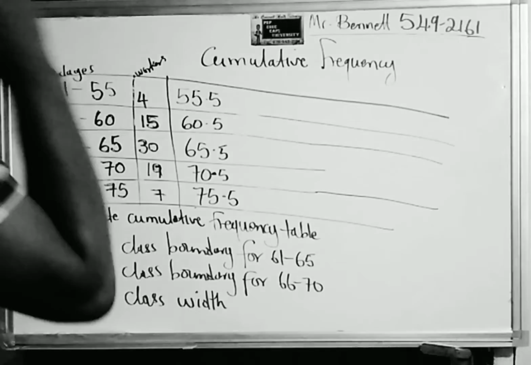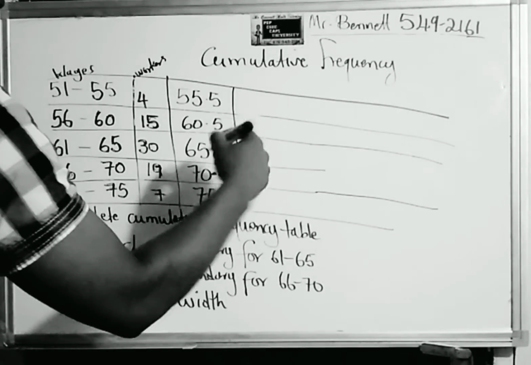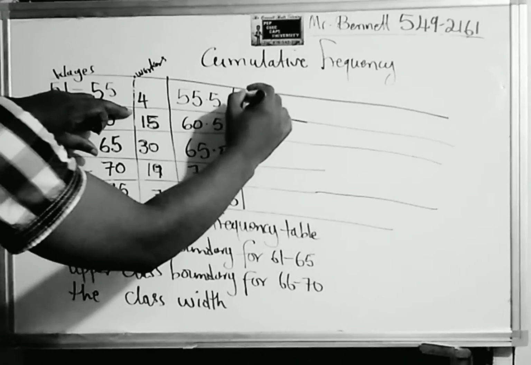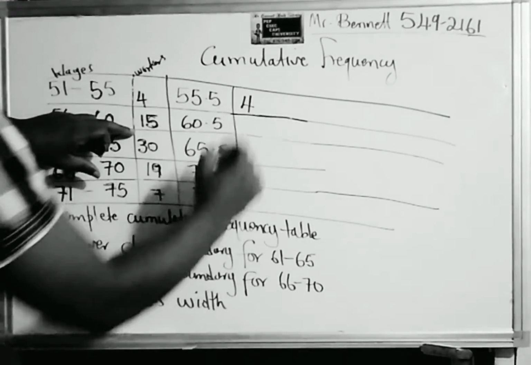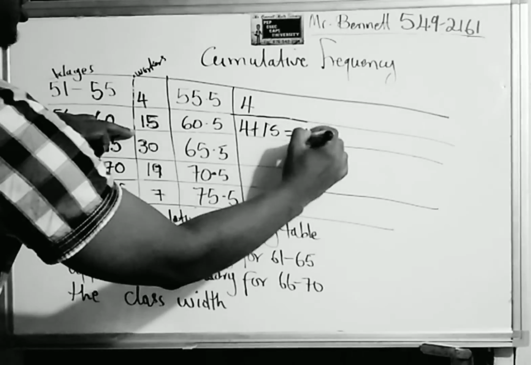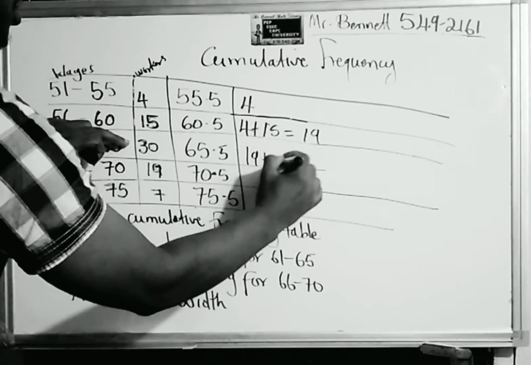Now, in order to do the cumulative frequency part, cumulative means over time. So it's like you're adding and adding, that's all. So we start off with 4. Next, it will be 4, we add 15 to that. That gives us 19. So here we have 19 plus 30.